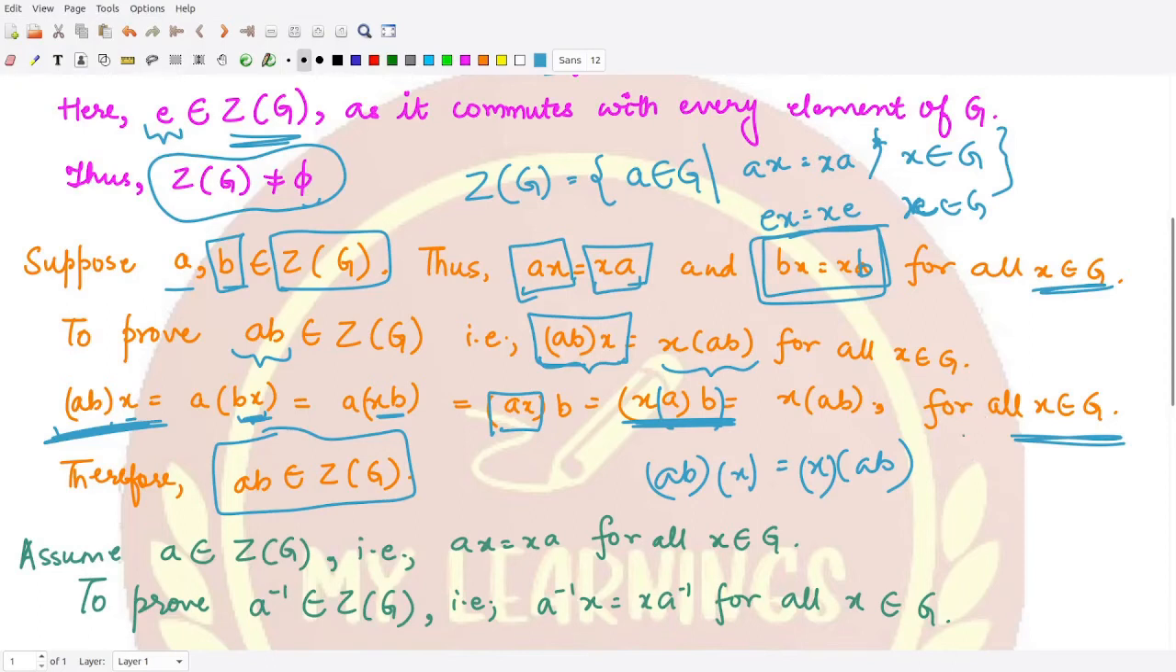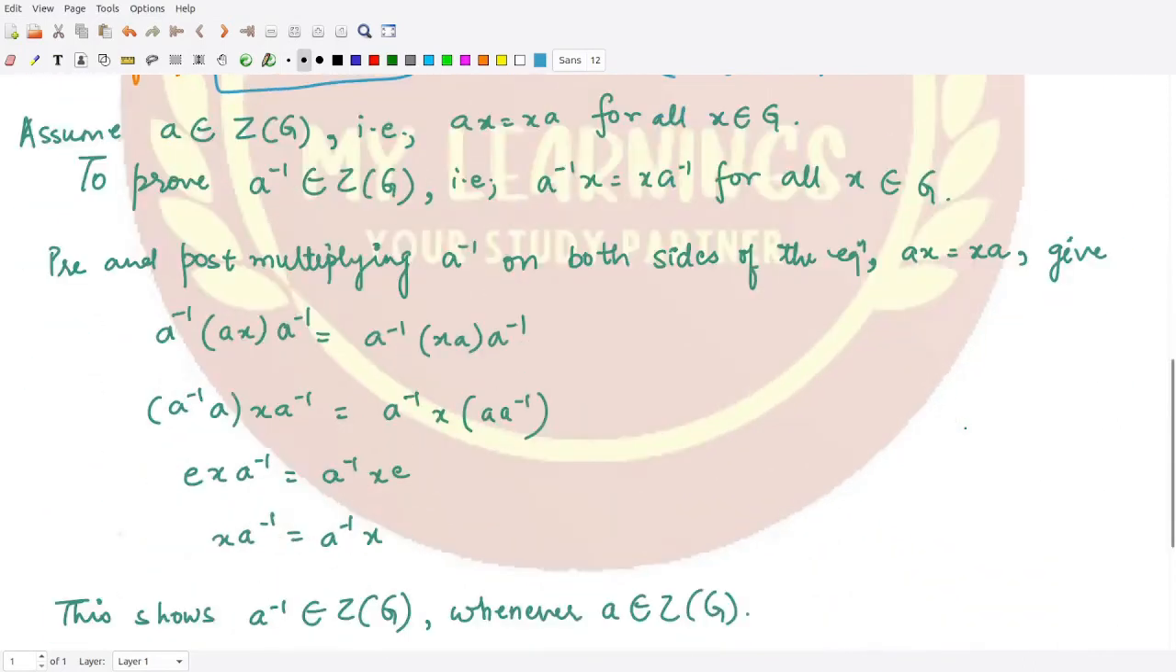Next, we want to prove that the inverse also exists in this center. For that, we assume that the element A is present in the center of the group. Then, according to the definition of the center, AX equals XA for all the elements X belonging to G. And here we want to prove that the inverse also belongs to the center, so A inverse X should be equal to X A inverse for all X belonging to G. For this, we pre-multiply and post-multiply this equation with A inverse.